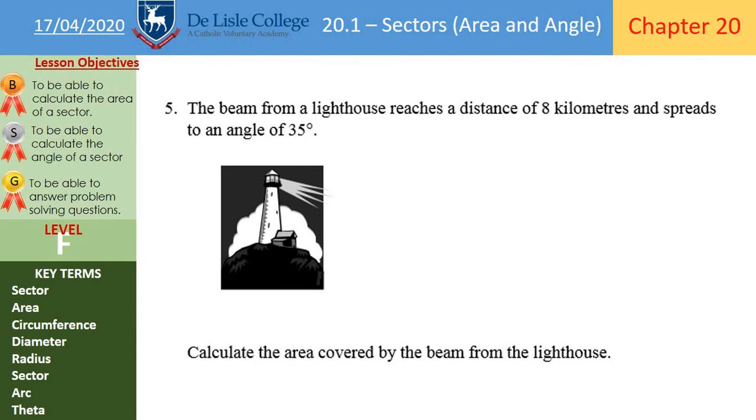Right, good, we'll have a look at how it works. So it says, the beam, which is the light from a lighthouse, reaches a distance of 8 kilometres and spreads to an angle of 35 degrees. Calculate the area covered by the beam from the lighthouse.